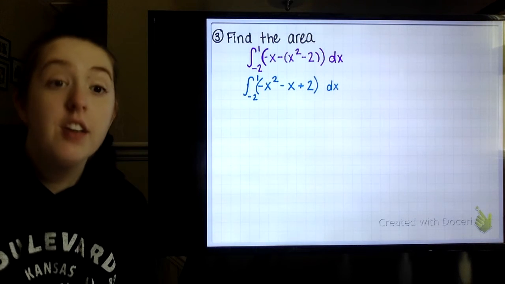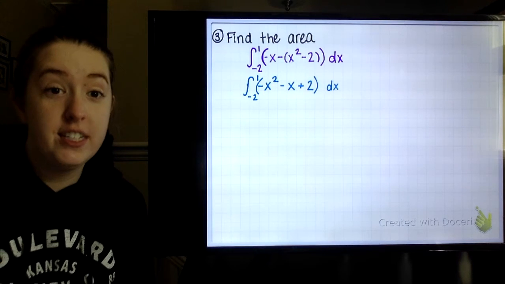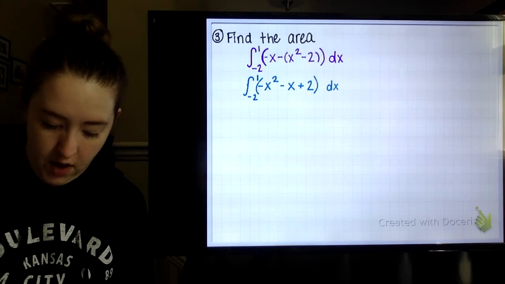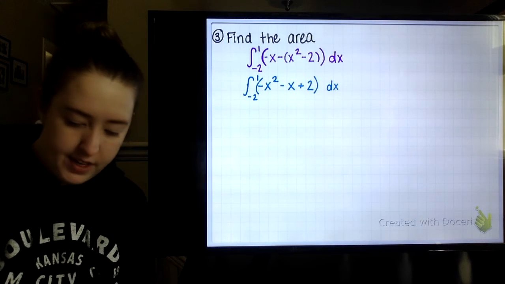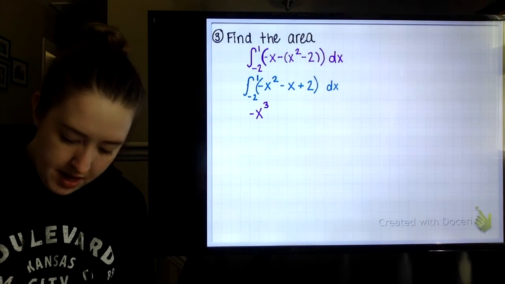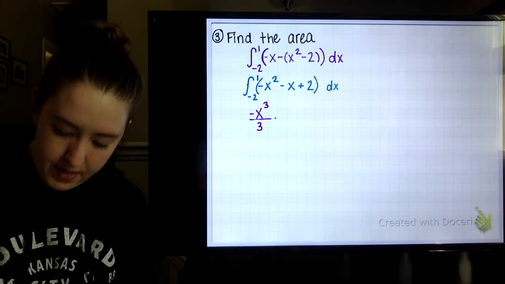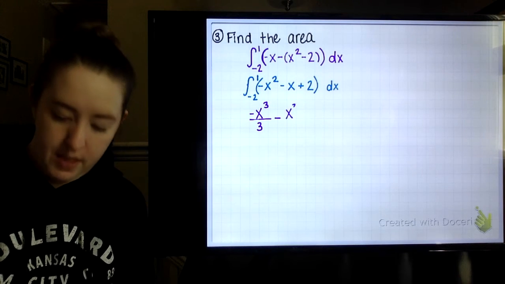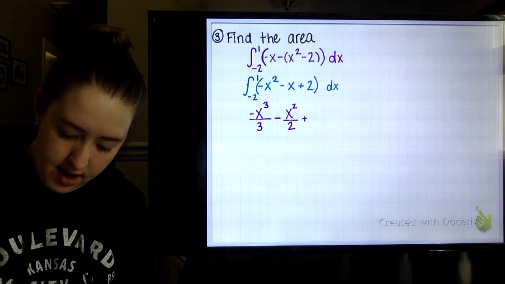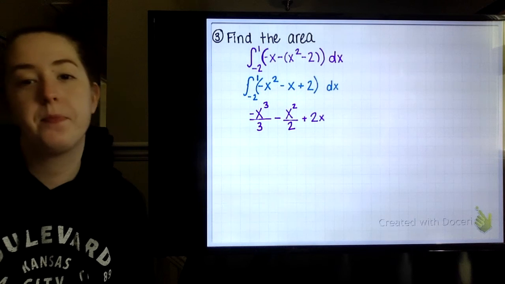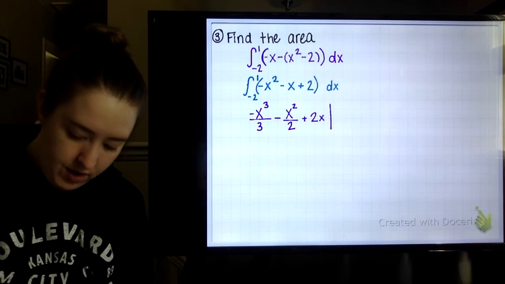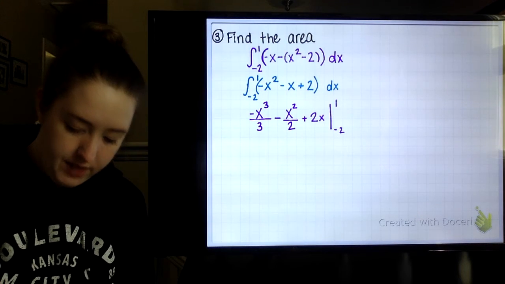dx. So we learned how to do definite integrals yesterday. So the first thing we want to do is find the antiderivative of all of this. So when we find the antiderivative, remember we're going to add 1 to the power, divide by the new power, and do the same for the next term, and then add 1 to the power. And then we want to evaluate this from -2 to +1.